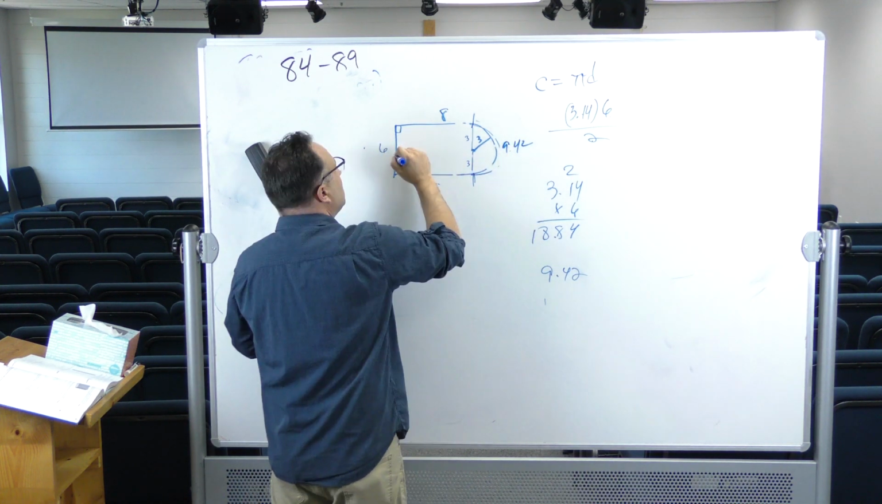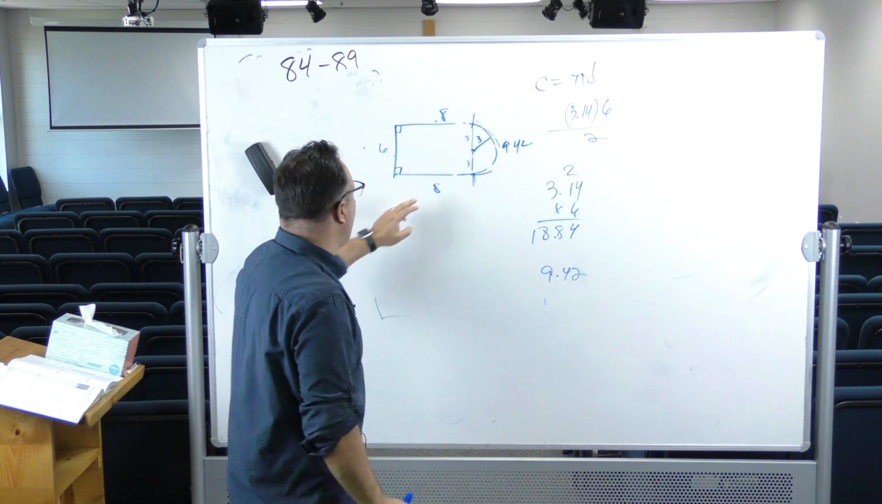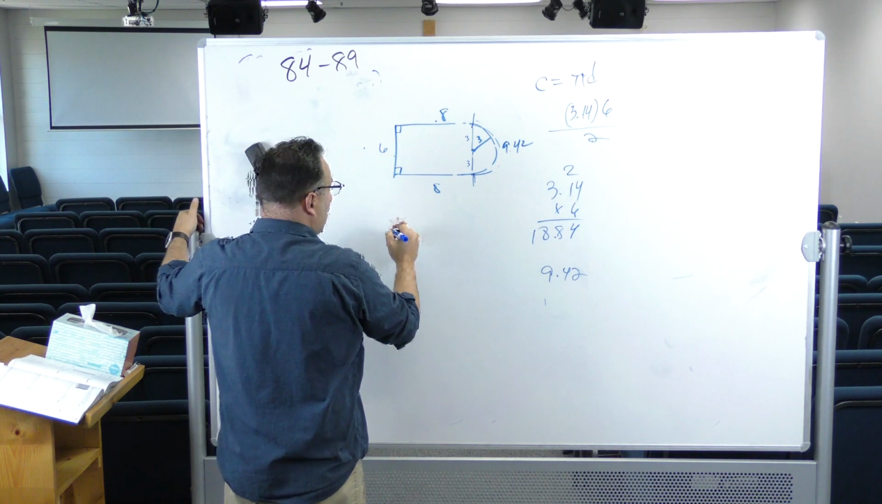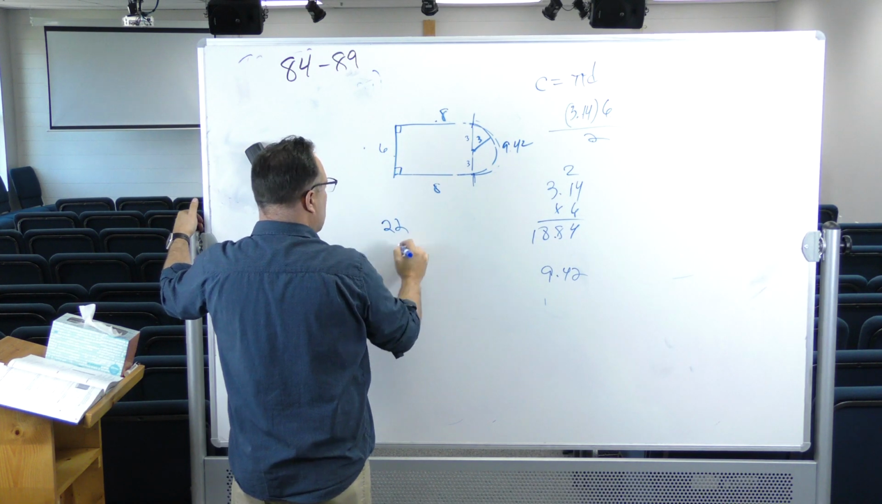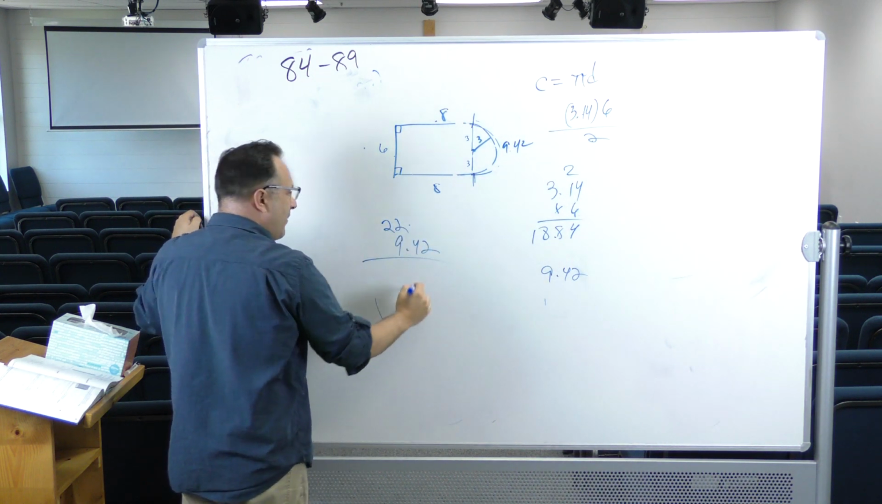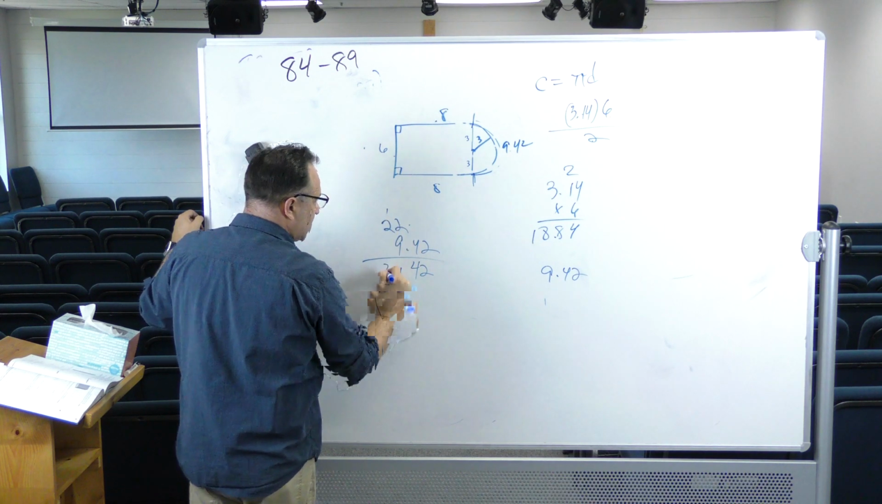So I have this, this, this, and this. Let's add all those up. 8 and 8 is 16, plus 6 is 22. 22 plus 9.42. You can keep the decimals added up, obviously. That's 31.42.